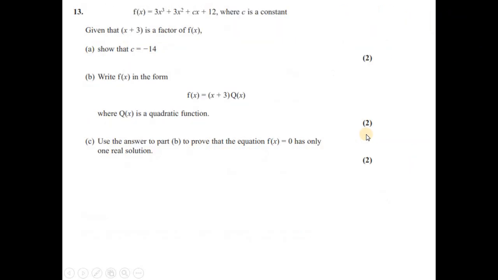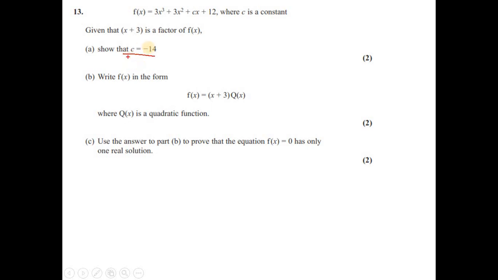Question number 13. f of x is equal to 3x cubed plus 3x squared plus cx plus 12, where c is a constant. Given that x plus 3 is a factor of f of x, show that c is equal to minus 14.